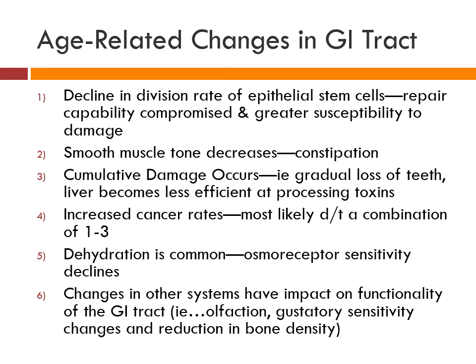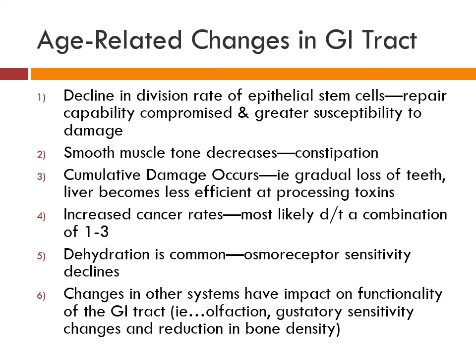Age-related changes in the GI tract are similar to other systems. We have a decline in the division of epithelial stem cells, which compromises our ability to repair and gives us greater susceptibility to damage. Our smooth muscle tone decreases, which leads to constipation. Remember, smooth muscles, the contraction of those are what create peristalsis and propel materials through our digestive system. So if peristalsis decreases, then constipation ensues.